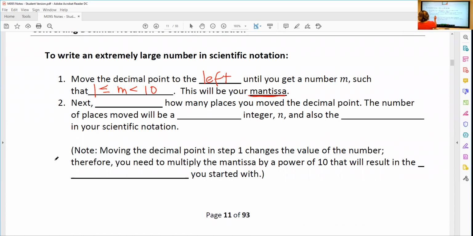And then our next step is to count how many places you move the decimal point. The number of places moved will be a positive integer, n, and it'll also be the power of 10 in your scientific notation. And then in the parentheses, it says, note, moving the decimal point in step 1 changes the value of the number. Therefore, you're going to have to multiply the mantissa by a power of 10. That will result in the same number you started with.